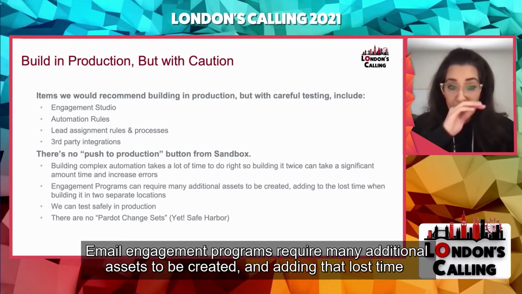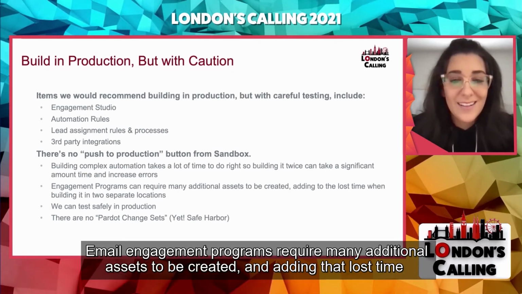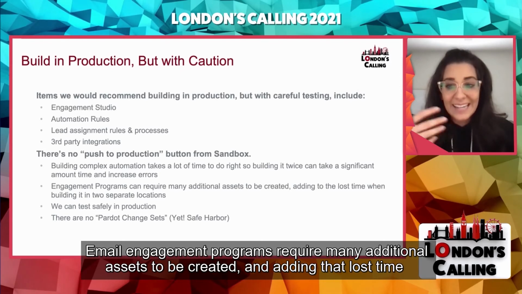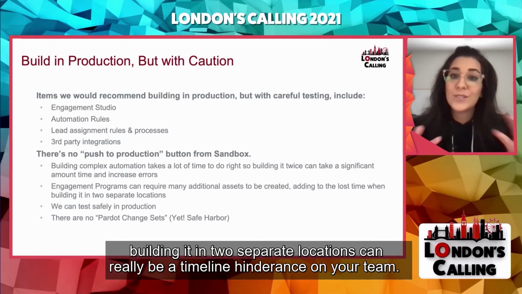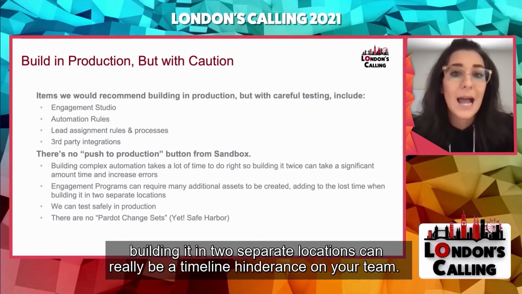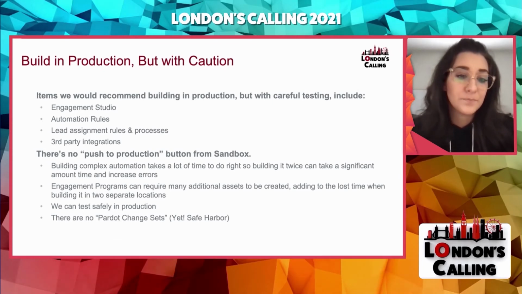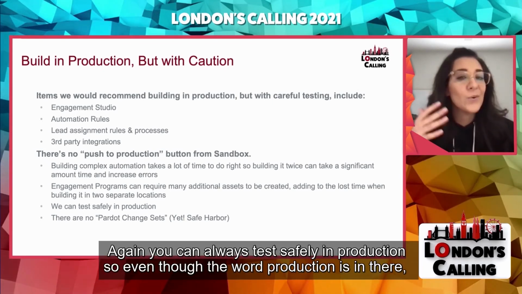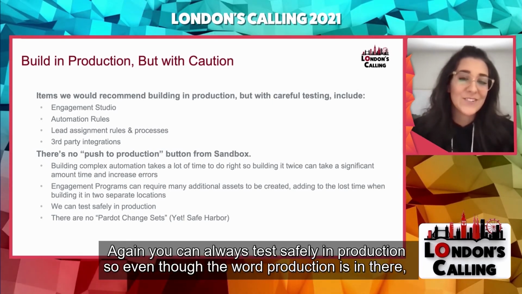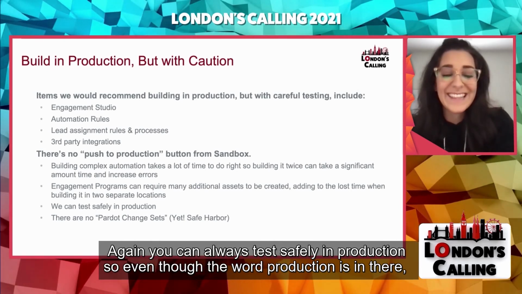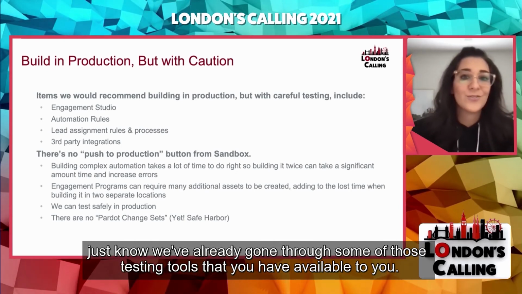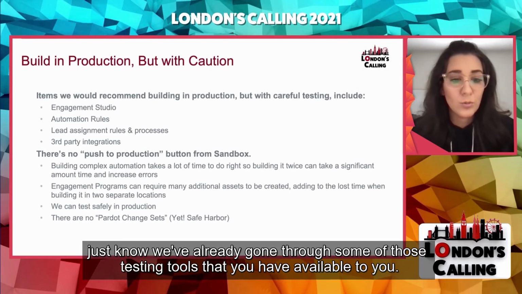Email engagement programs require many additional assets to be created, and adding that lost time, building it in 2 separate locations can really be a timeline hindrance on your team. Again, you can always test safely in production. So even though the word production's in there, just know we've already gone through some of those testing tools that you have available to you.